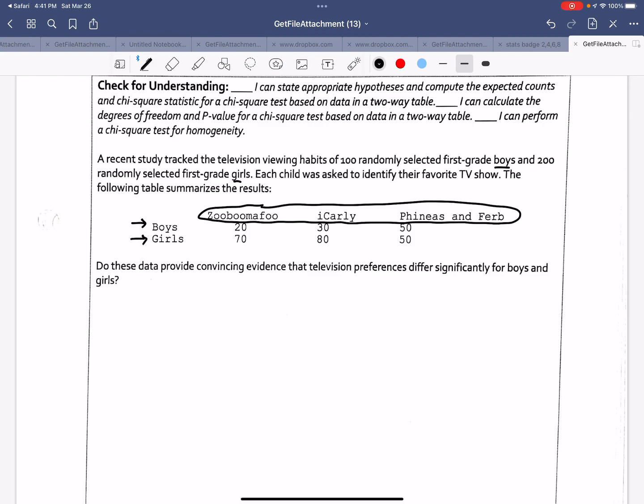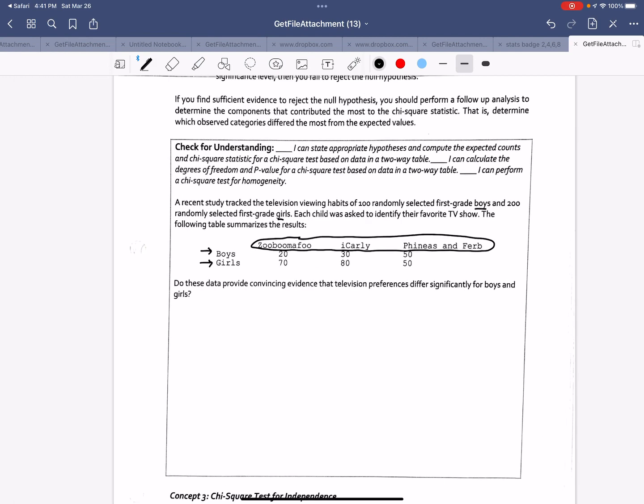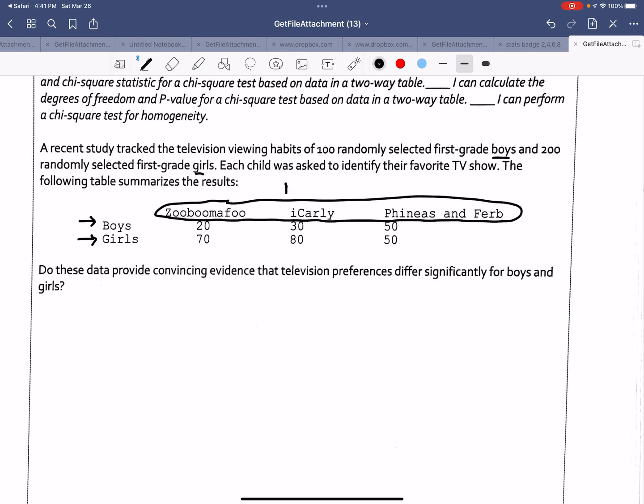Okay, so it looks like two variables here, but essentially this is a sample and this is another sample. Notice we asked one question: what is your preferred show? And they had three options, and this is a different sample. So we're essentially deciding if the two samples are homogeneous, which is why this is a test for homogeneity. So what are we trying to find? We're trying to find whether or not there's convincing evidence that the TV preference differs between boys and girls.